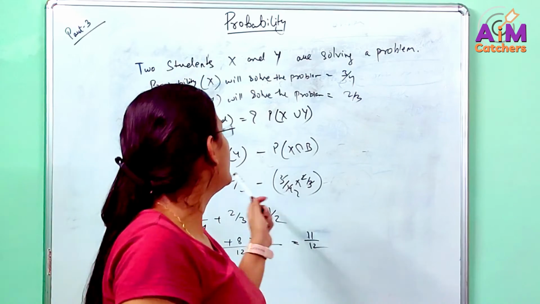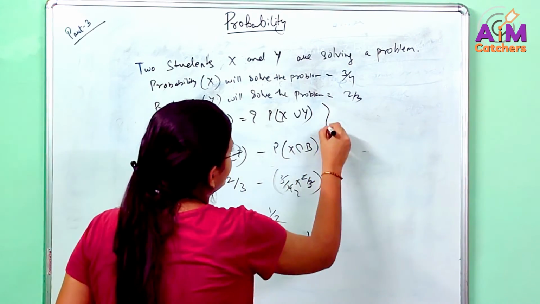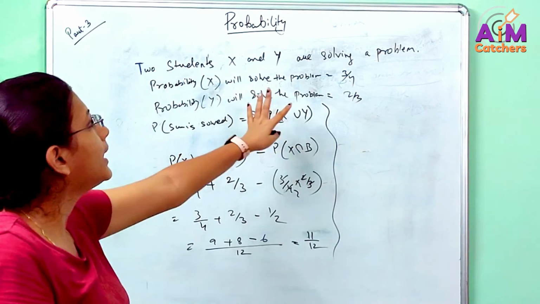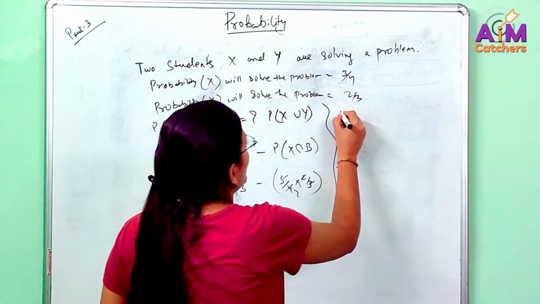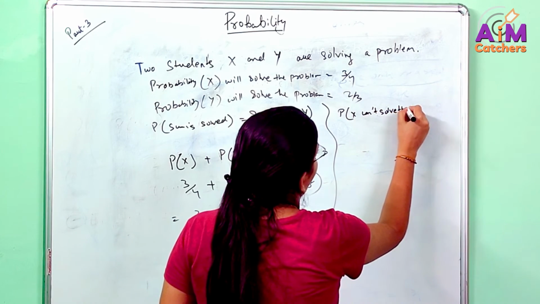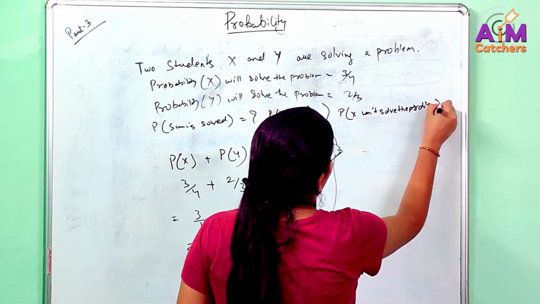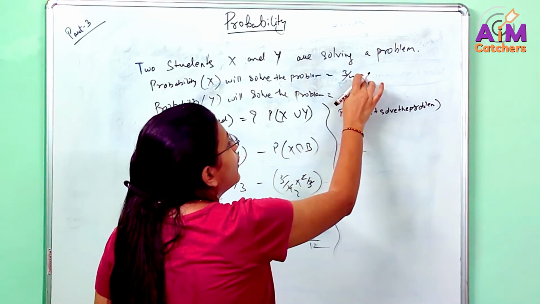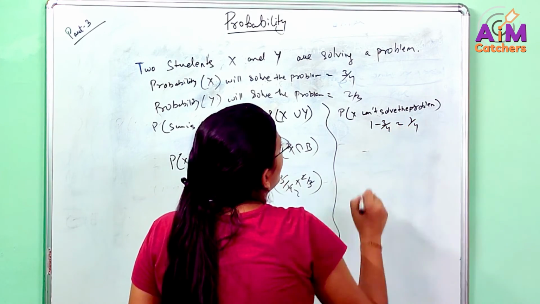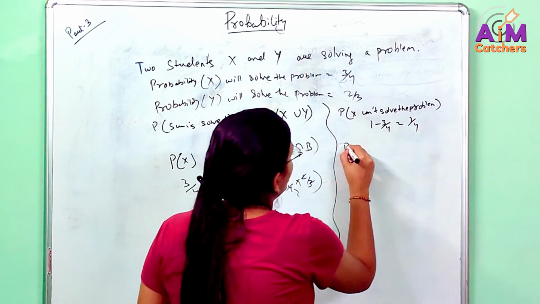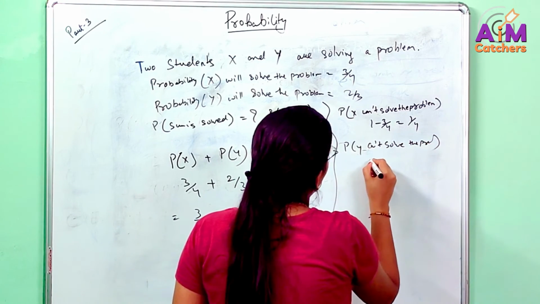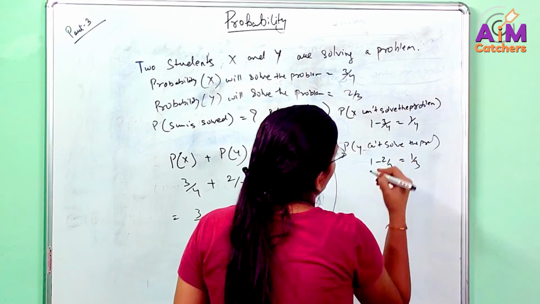Okay. So let's come to the next part of this sum. If in the question it is asked, what is the probability that x won't be able to solve the problem? Probability that x can't solve the problem. You can find it like probability that x can solve is 3 by 4. The probability that x can't solve is 1 minus 3 by 4. That is 1 by 4. Similarly, probability that y can't solve the problem will be 1 minus 2 by 3. That is 1 by 3.